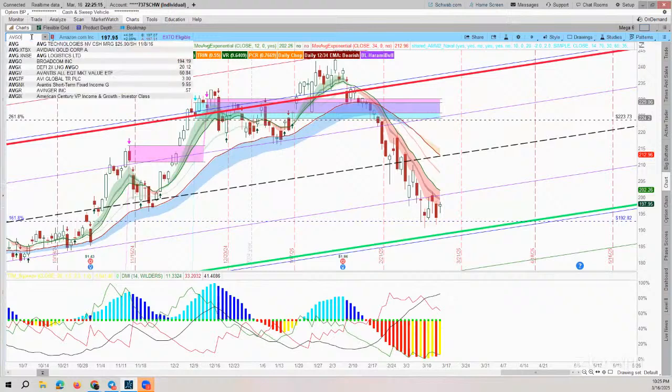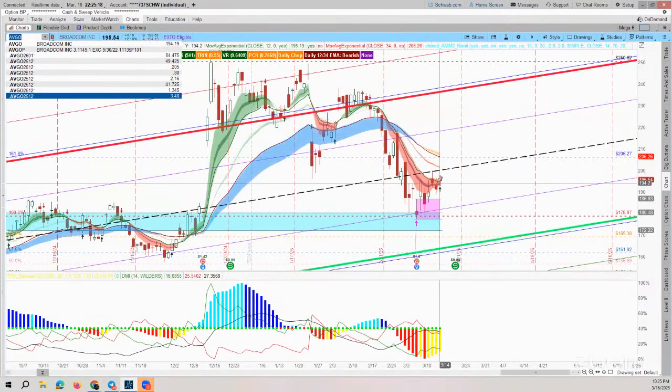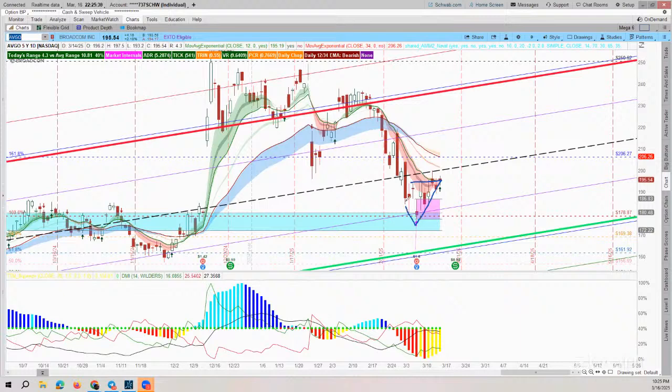AVGO. AVGO again did a back test of 12 EMA and could not break higher. It's setting up an ascending triangle. Now either it should break out or it should break down from here. Ideally, it's a back test of 12 EMA and it's failing, so it should give up and come down to 186, 187, which should be a good area to add. So I am looking to add AVGO around 186, 187, not at 195 levels.